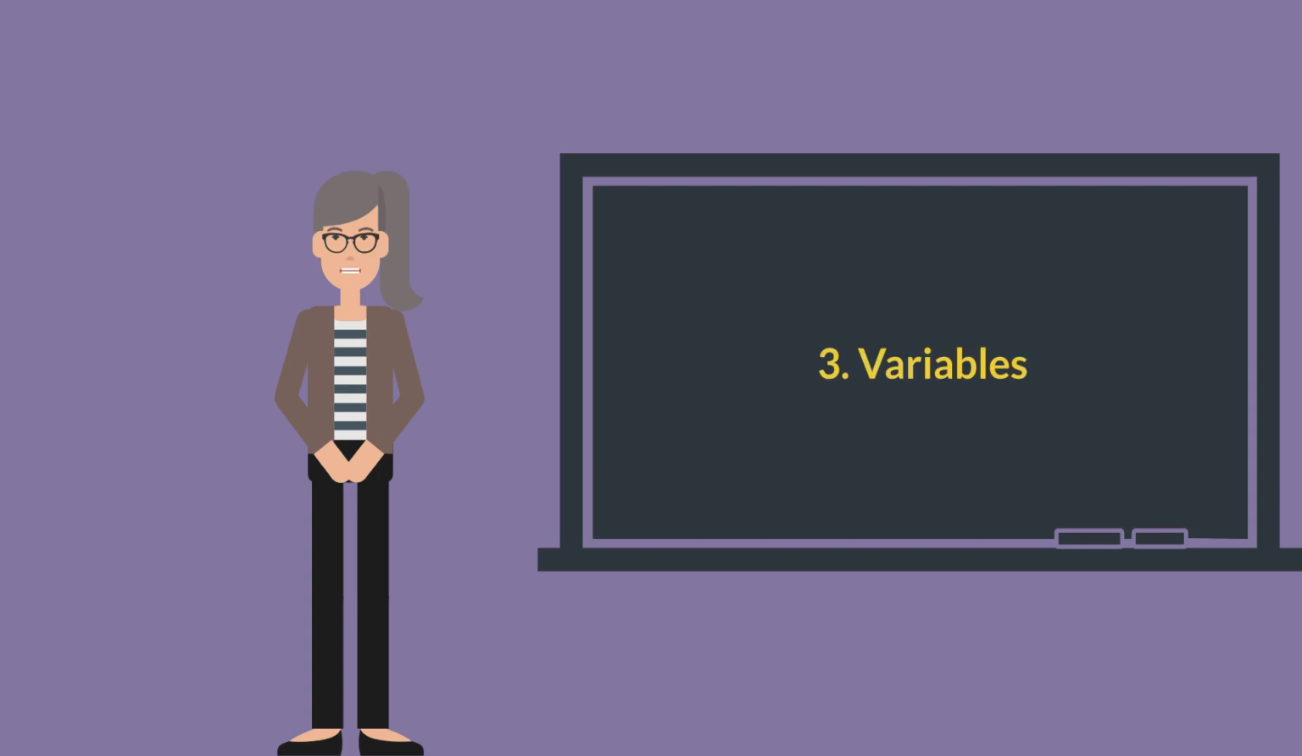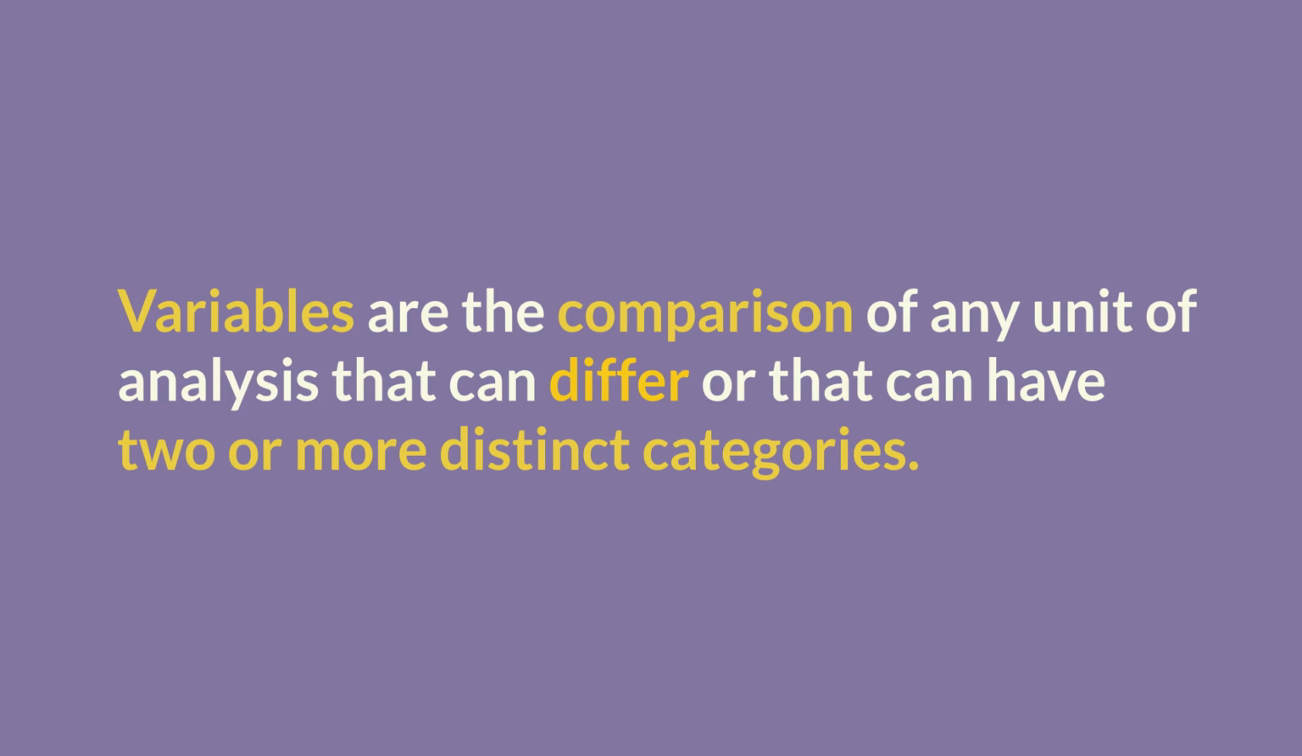After determining your unit of analysis, you need to identify exactly what your variables are. Many times we use variables the way they have been used in previous studies. We can conceptualize the variables from a literature review and we can operationalize the variables from a methods section. Variables are defined as any unit of analysis that can differ or have two or more distinct categories that can be compared.